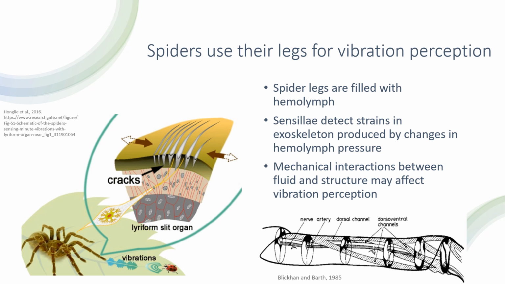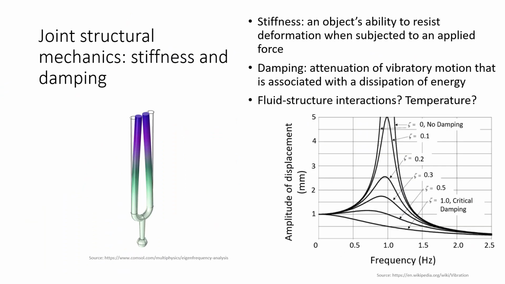Looking at this diagram, we can see that the lacunae are in quite close proximity to the spider's exoskeleton or cuticle, especially on the right-hand side here. Therefore, the mechanical interactions between the fluid, hemolymph, and the structure may affect vibration perception.